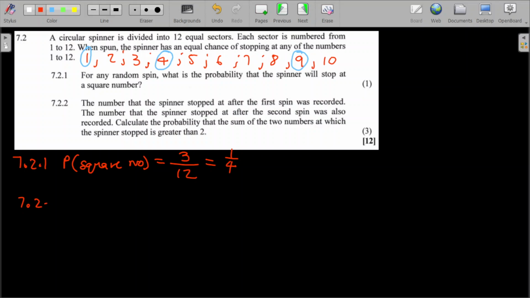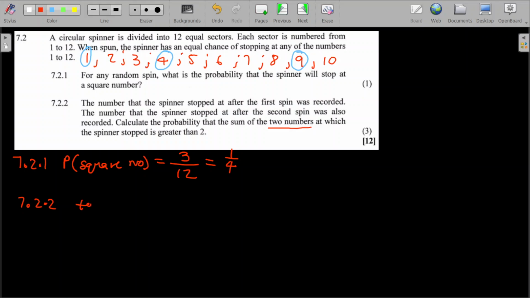Now going to 7.2.2. Here they're saying the number that the spinner stopped at after the first spin was recorded, and the number that the spinner stopped at after the second spin was also recorded. Now they're asking me to calculate the probability that the sum of the two numbers at which the spinner stops is greater than 2. First thing, for two spins, each number can be between 1 and 12. So what is the total number of possible outcome pairs of the spins?